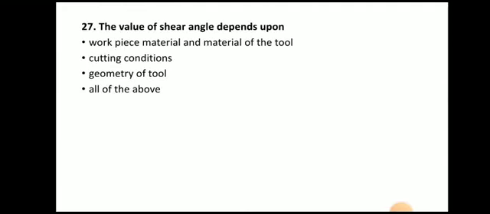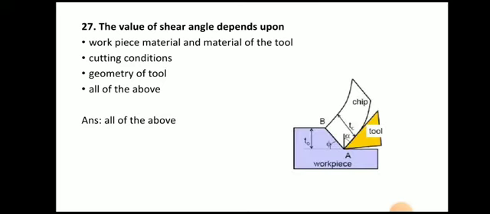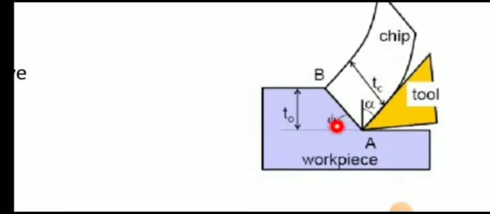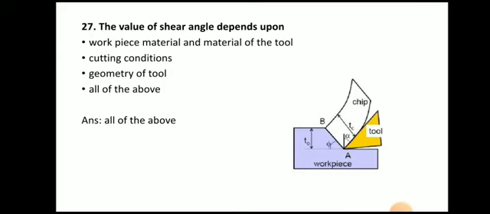Next question. The value of shear angle depends upon. The answer is all of the above. So the value of shear angle depends on the workpiece material, cutting condition, geometry of the tool. So here you can see the shear angle which is denoted by this phi. Okay, so the angle between the shear plane and the line parallel to the workpiece is known as shear angle, and it depends on the workpiece material, cutting condition, geometry of the tool.